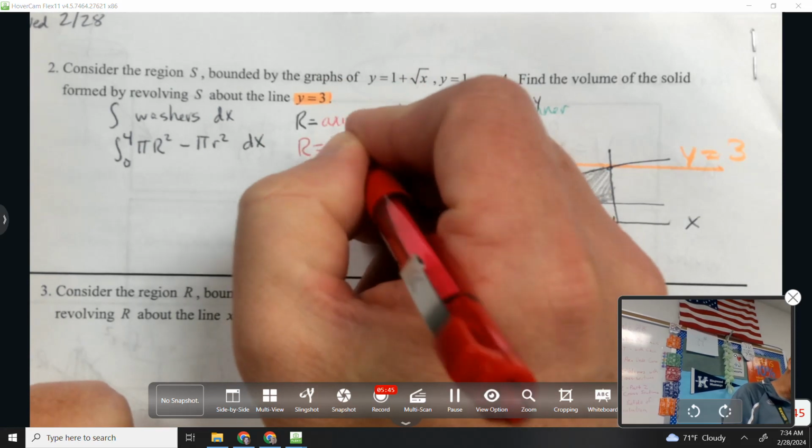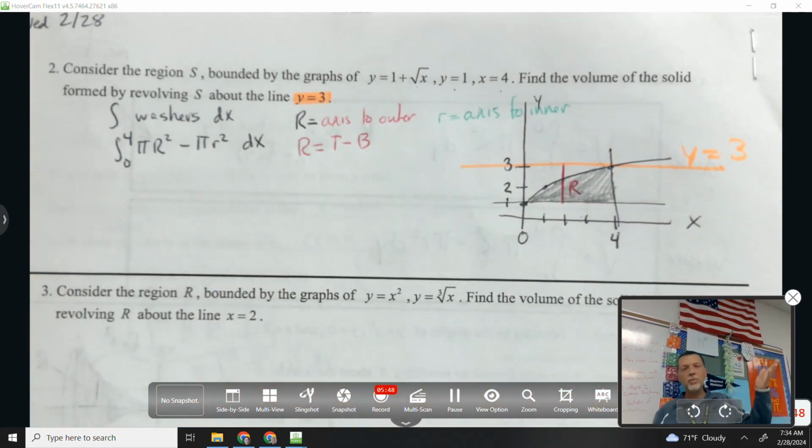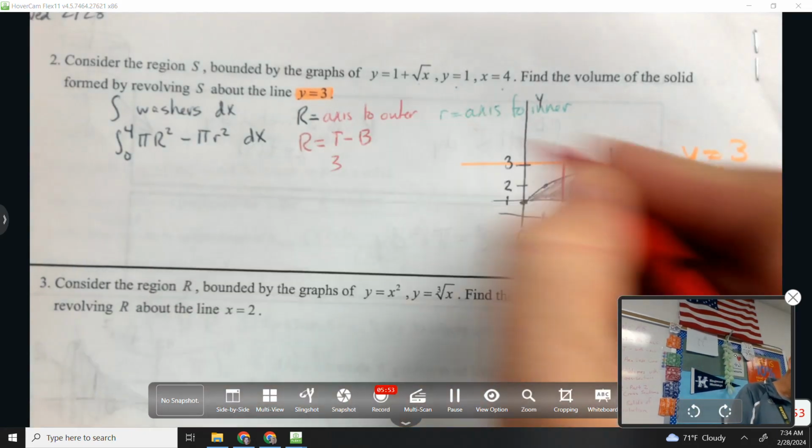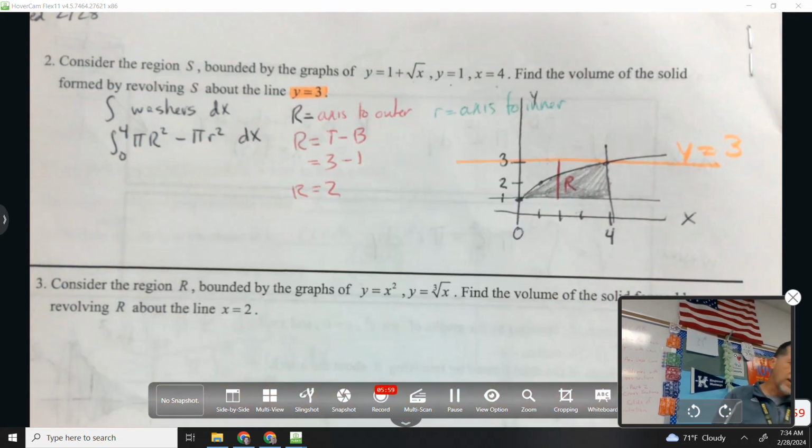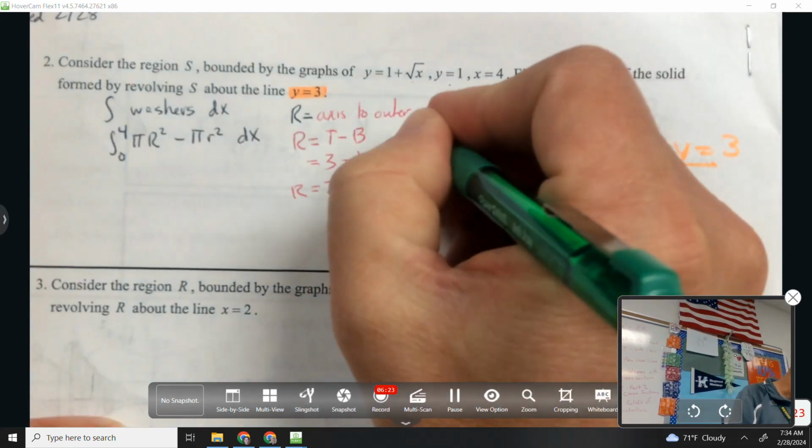If you need to back up and think, top minus bottom will always work if it's an up and down line. The top is at 3, always. The bottom is at 1. So my outside radius is a constant 2. The outside of this thing looks like a cylinder. I'm trying to do this one without drawing, for those that don't like to draw. I'm fighting my urge because I want to draw it and see it, but you don't have to. So the outer radius is always 2, and the outside is going to look like a cylinder, but there's a hole in the middle of it because there's this inner radius.